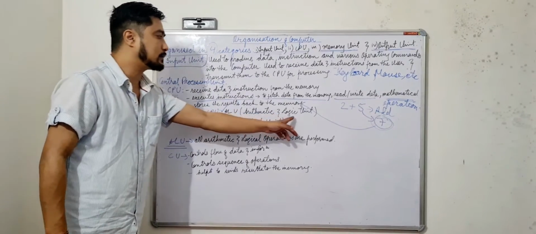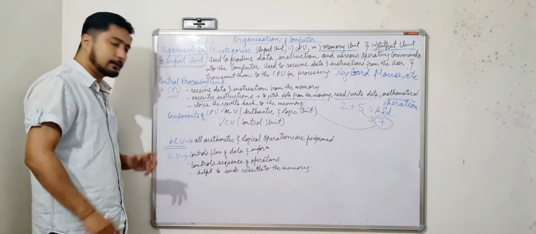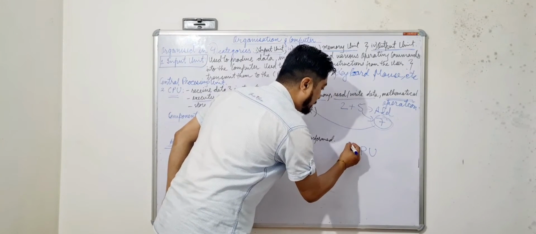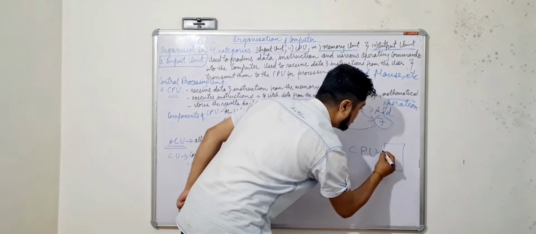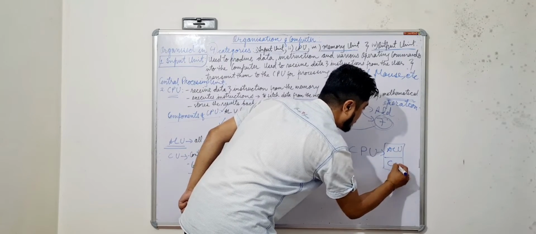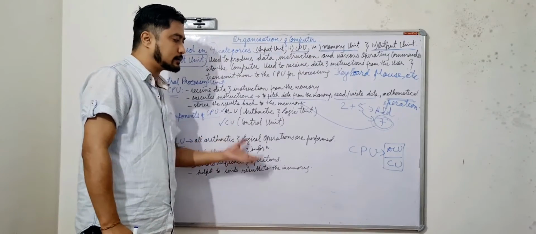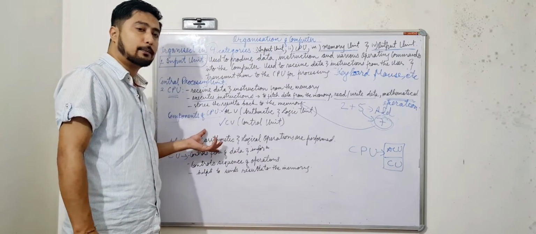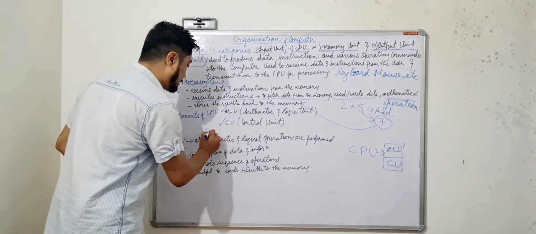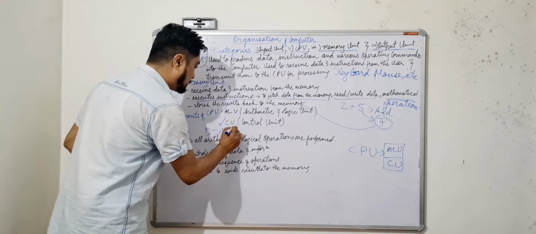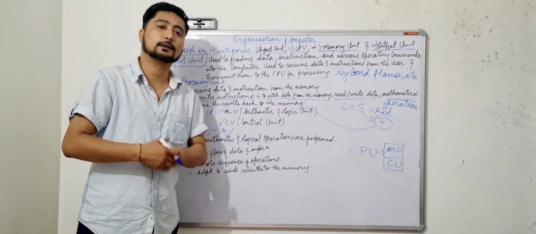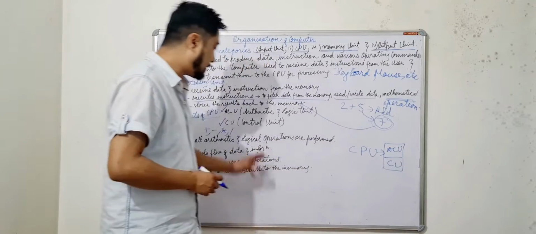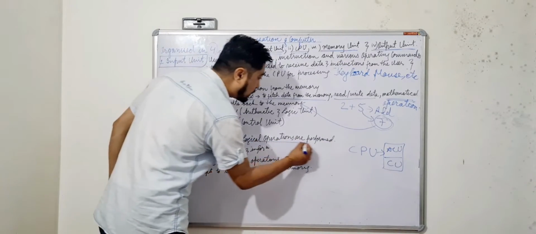Arithmetic and logic unit. And what does this do? So this is the CPU. This CPU is composed of two parts, ALU and CU. All the arithmetical and the logical operations are performed with the help of this unit. So what are the arithmetical operations? All the addition, subtraction, multiplication, division, all these are the arithmetical operations, and they are performed with the help of this ALU unit. And another is logical operation. So what are the logical operations?